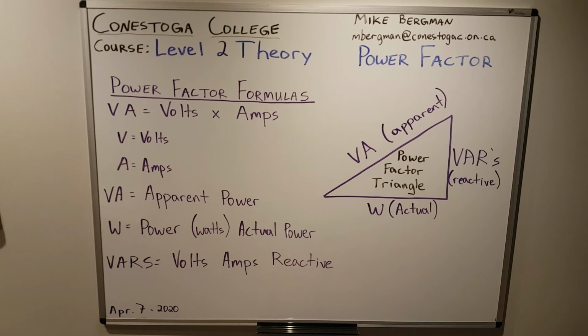Now we look at the triangle. The hypotenuse is always going to be the VA. And then you have your opposite side and your adjacent side, watts and VARs. When we're introducing capacitors into a circuit, we're measuring the capacitor by the amount of VARs. Okay? And we'll look at that in some future questions.